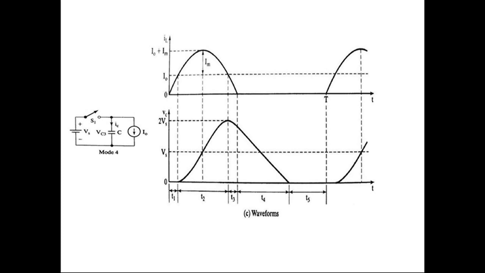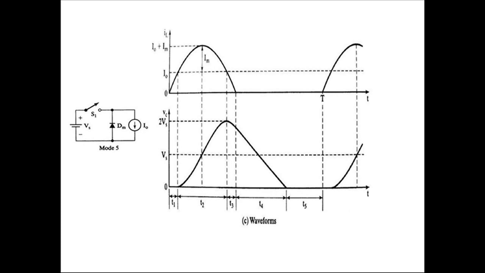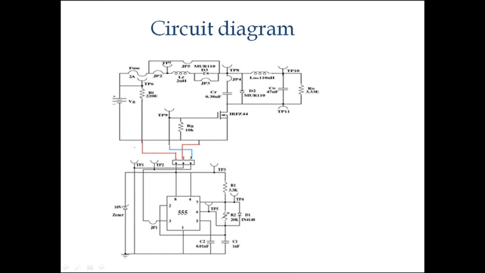Mode 4, the inductor current reaches 0 and the switch gets off and the capacitor acts as a source to the load. At the end of this mode, capacitor voltage reaches 0. Now in mode 5, switch remains off and again diode DM conducts and load current I0 flows through diode DM. This is the total circuit diagram of the project.